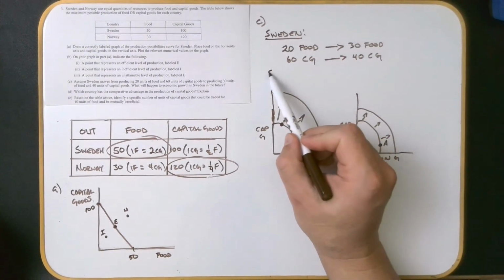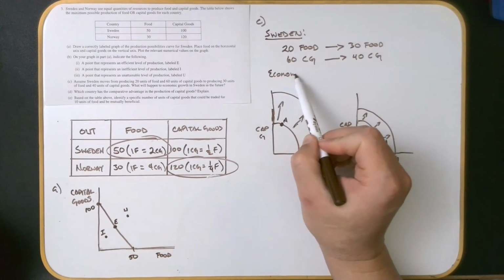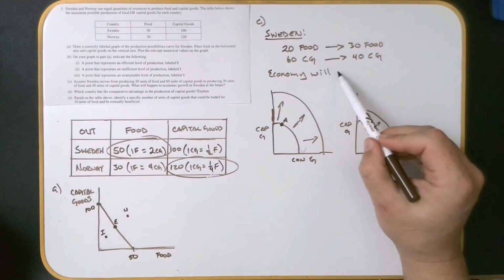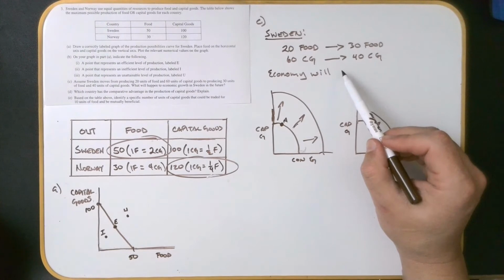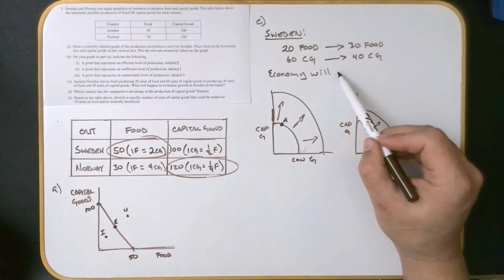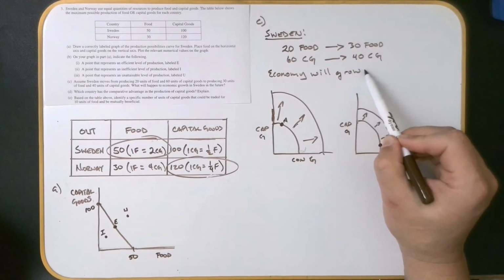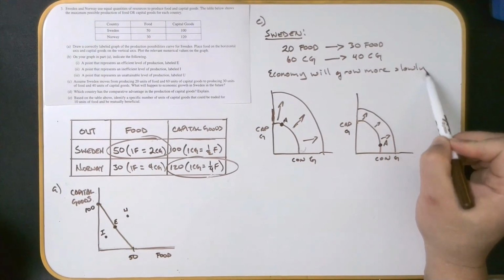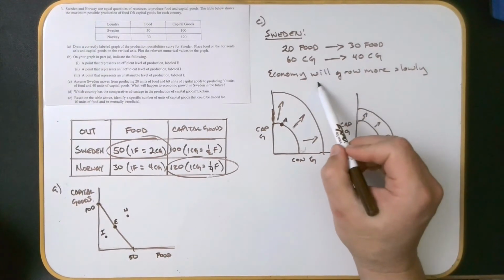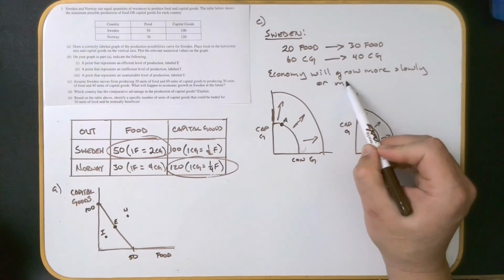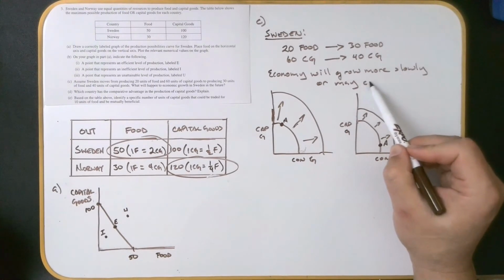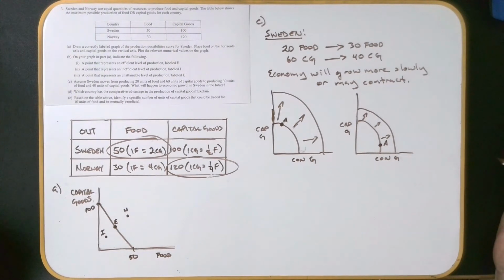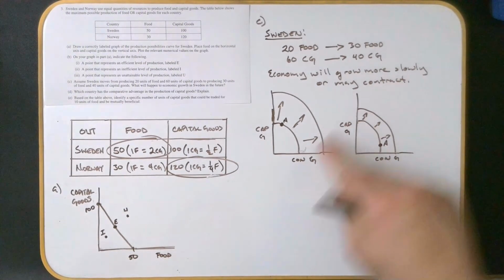Very straightforward. The economy will, there's two ways to say this. You could say it will grow more slowly, so maybe it still grows just at a slower rate, or it may actually contract. Okay? That's what they're testing you on. Do you know the difference here?